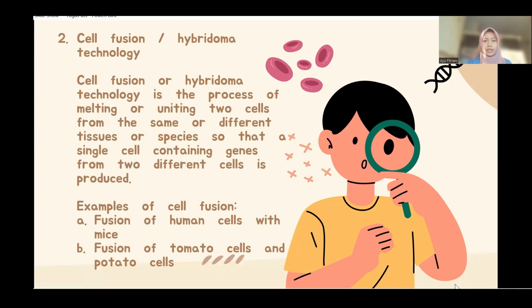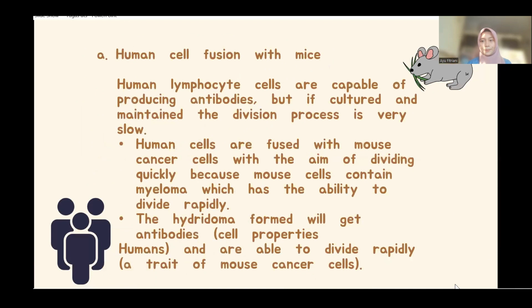Next, cell fusion. Cell fusion or hybridoma technology is the process of melting or uniting two cells from the same or different tissues or species, so that a single cell containing genes from the two different cells is a product. Examples of cell fusion: A, fusion of human cell with mice. B, fusion of tomato cells and potato cells.